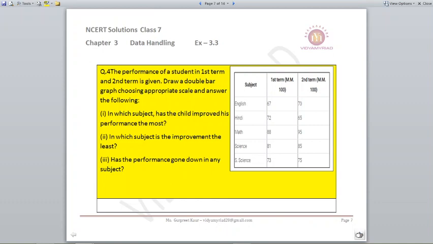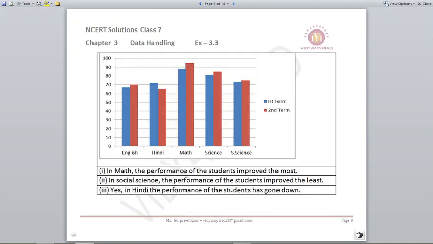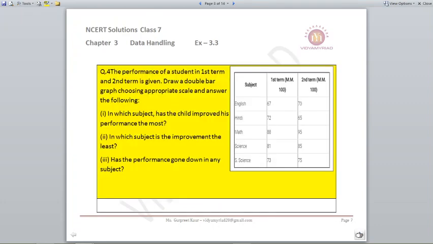Second part, in which subject is the improvement the least? So where is the least improvement? See which is the minimum gap between the red and the blue. You can find out that in the case of social science the gap is minimum. So we can say improvement is the least.